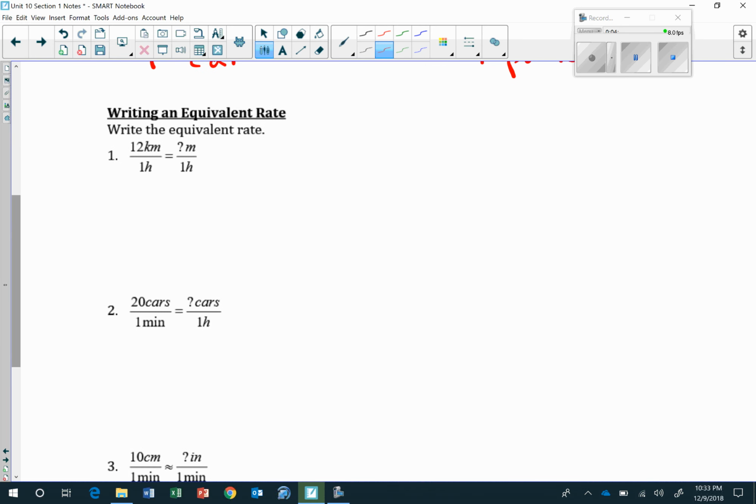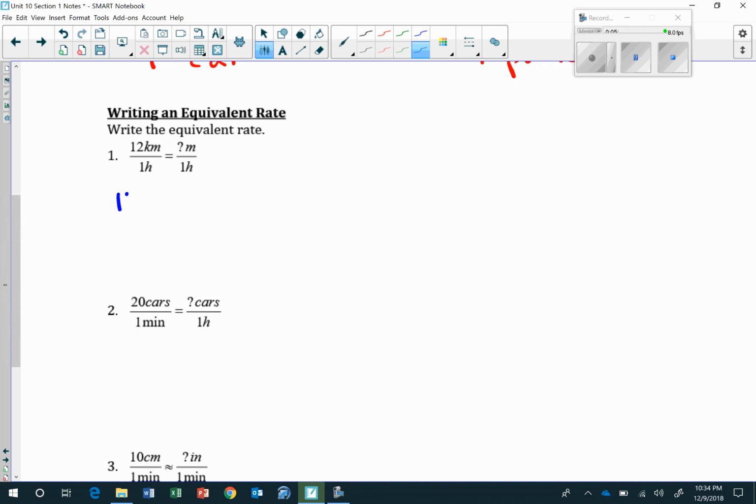In the next section, it says writing an equivalent rate. So we've done a little bit of this before, but we're going to have to use a conversion factor to come up with the equivalent rate. So for the first one, we have 12 kilometers over 1 hour, and we want to find out how many meters that is in 1 hour.